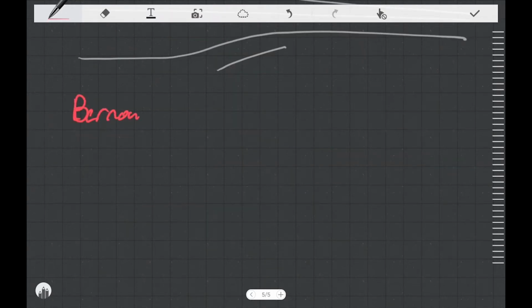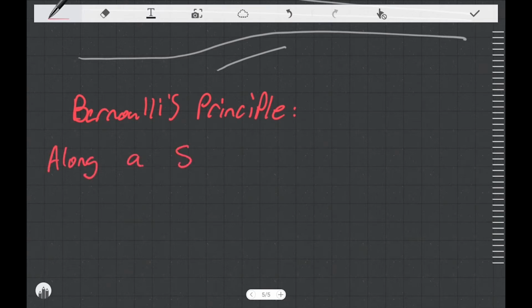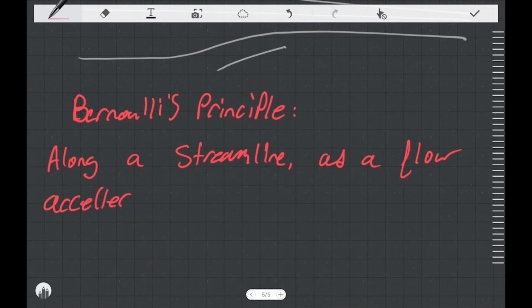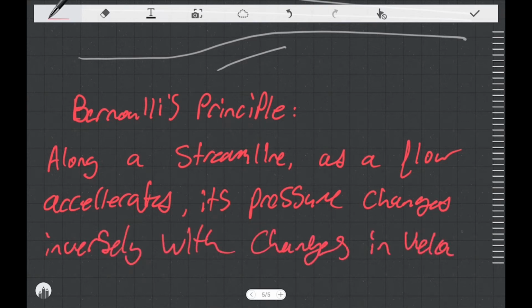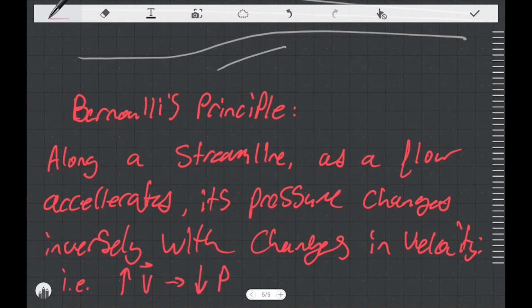The idea of local changes in the speed of a flow, and locally faster and locally slower flows, leads us into Bernoulli's principle and local pressures as well. Bernoulli's principle tells us that along a streamline, as a flow accelerates, its pressure changes inversely with the change in velocity. Now what that means is that an increase in velocity will relate to a decrease in pressure, and vice versa.